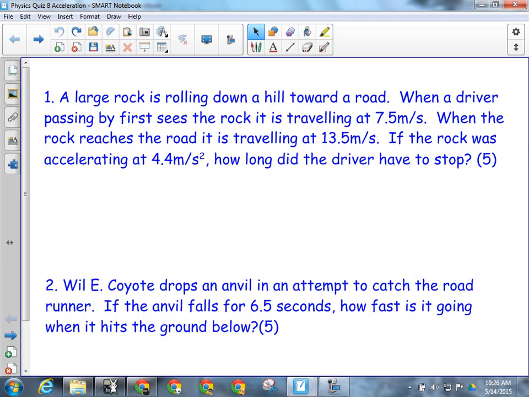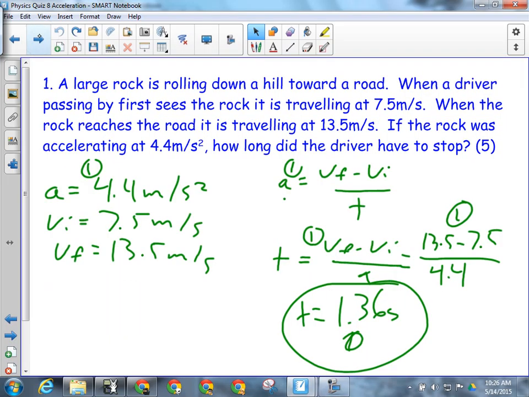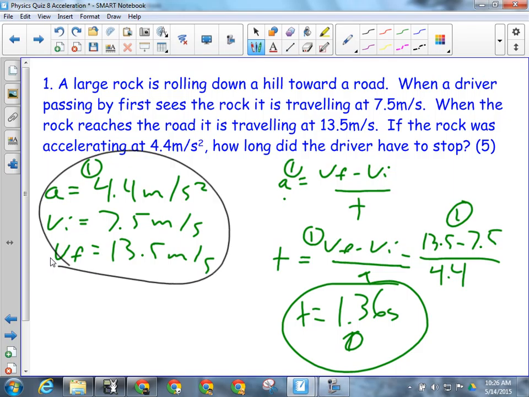We're looking for time. All right, so give them a mark first for their givens. We were given acceleration, initial velocity, and final velocity, so 1 mark for those. You can give them another mark for realizing it was an acceleration question, which is really a gimme since the name of the quiz was acceleration quiz. But we'll give it to you anyway.